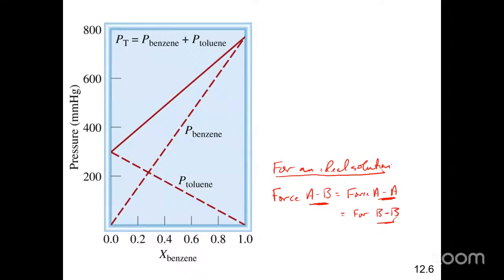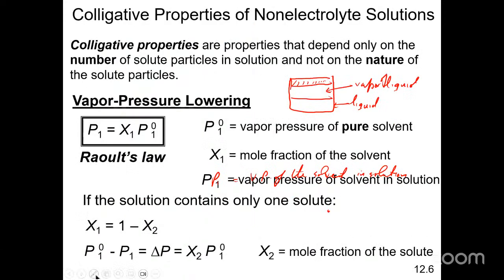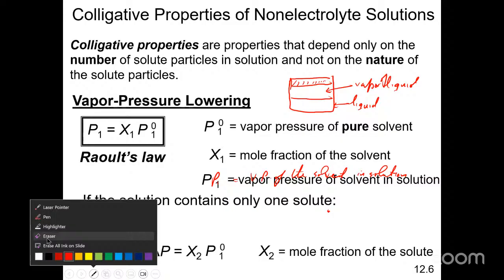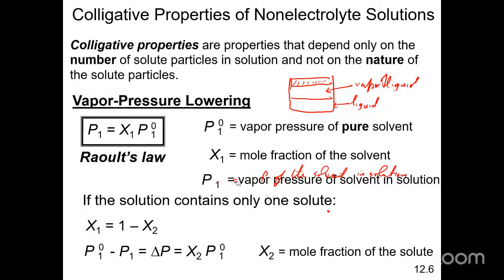Oh, there it is. Okay. The sequence did not come out correctly here. So that is the vapor pressure of the solvent in the solution.